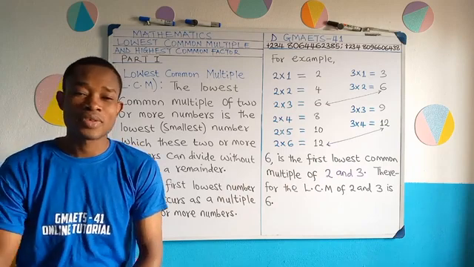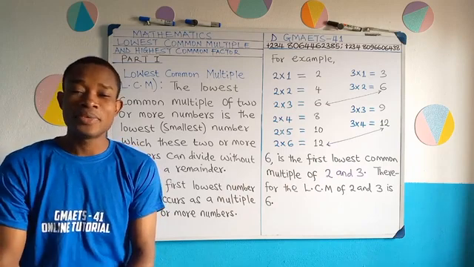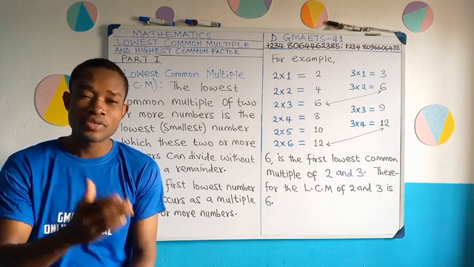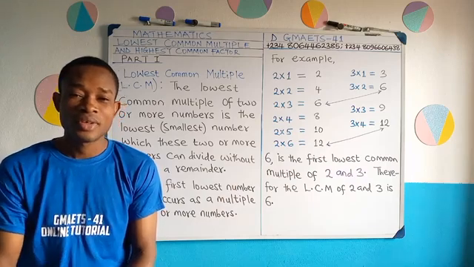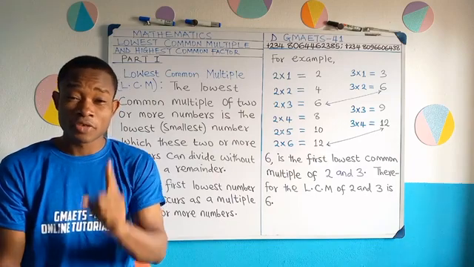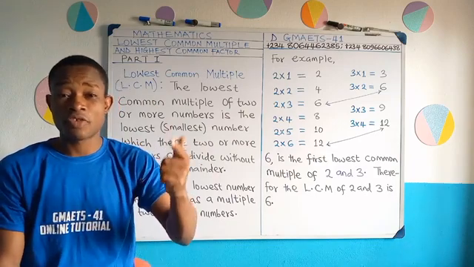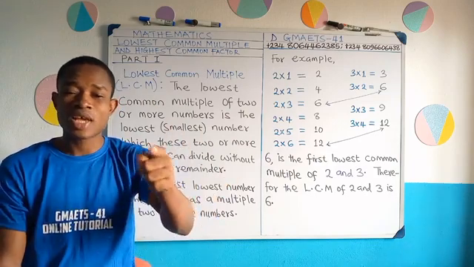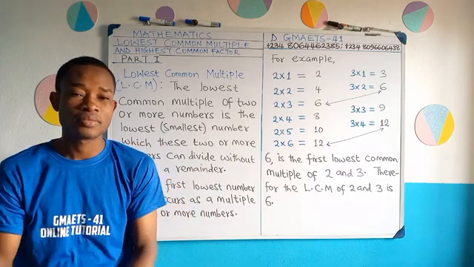Let me ask you this question. What if I ask you the LCM of 2, 3, and 4? It means you have to also think about the 4 times table. If you go to the 4 times table and do 4 times 1, you get 4. 4 times 2, you get 8. 4 times 3 will give you 12.